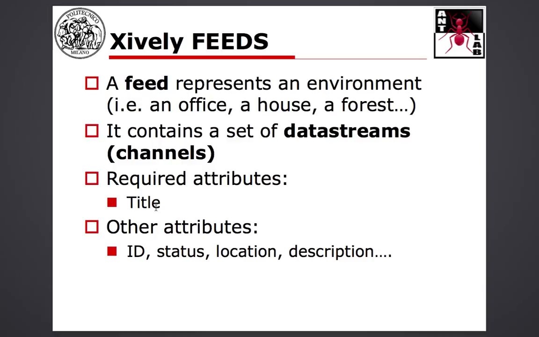Inside the feed, that is, inside the environment, you can set up different data streams or channels, okay? Again, depending on the platform, this may have a different name. The idea is that inside your environment, you have different types of sensors, okay? For example, take the office environment. You can have the temperature sensor, the light sensor, the humidity sensor, each one producing data. And each one will become a data stream, okay? So you have the feed, which is basically a collection of data streams. Each data stream represents a physical measurement. Of course, we will see that in order for this to be created validly, you have to respect some attributes. You have to give a title, an ID, a status, but very simple stuff. I don't want to waste time on these implementation details.